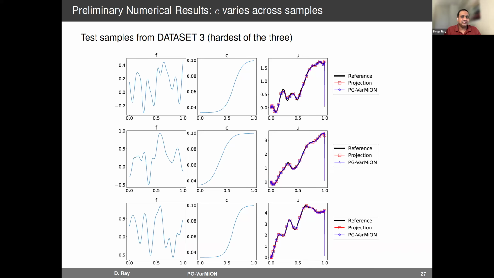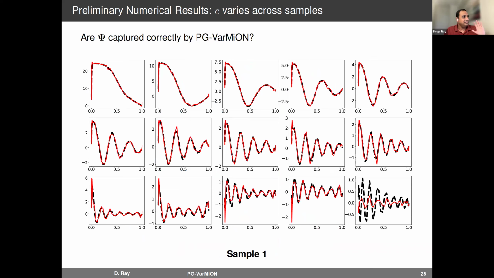And the golden question is, are we still able to learn the psi as my C is varying? So for example, this is for one particular test sample, this is what the psi look like. The black dashed curve is the reference psi. The red one is what we are learning. Now with the same trained PG-VarMiON, if I give it a new velocity field, it is able to adapt and change the weighting functions.